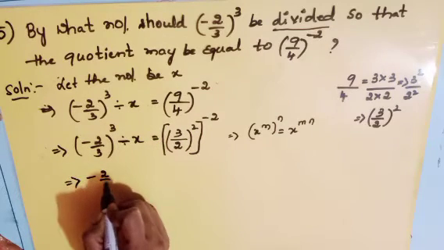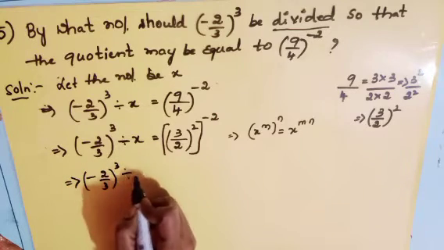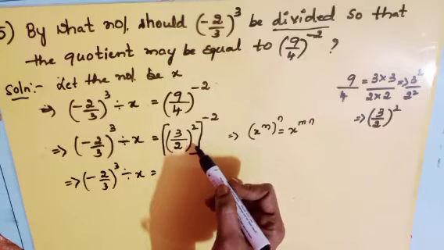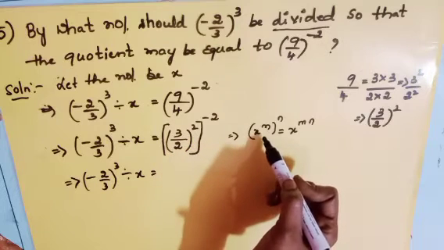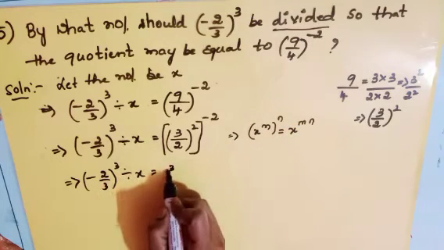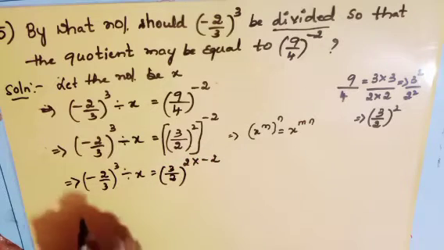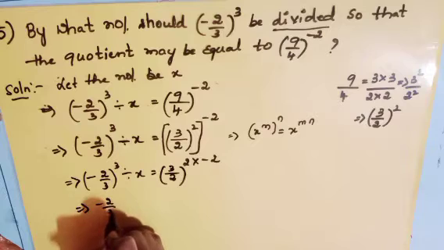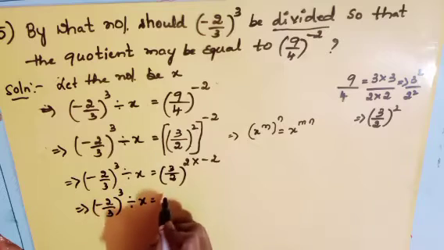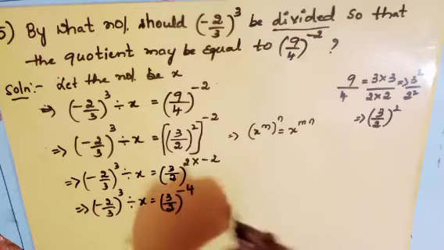(-2/3)^3 divided by x equals... Now, as I said just now, we have to apply the fourth law, that is (x^m)^n equals x^(mn). That means (3/2) to the power of 2 into -2. Next, (-2/3)^3 divided by x equals (3/2) to the power of 2 times -2, that is -4.